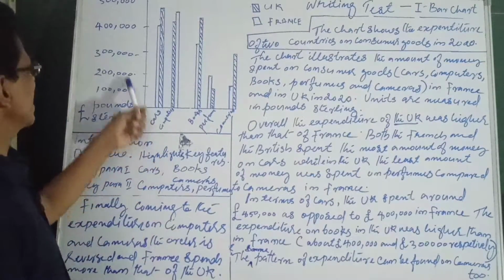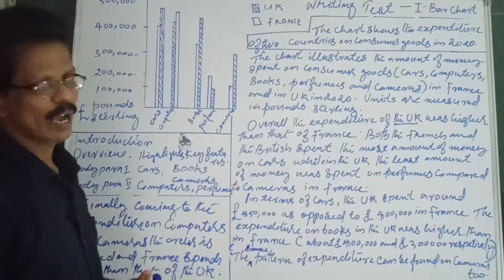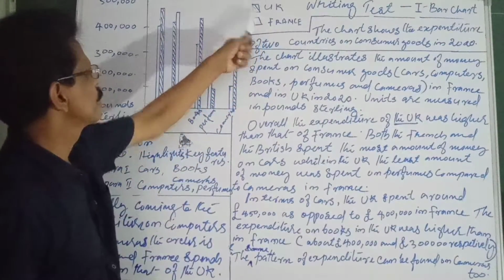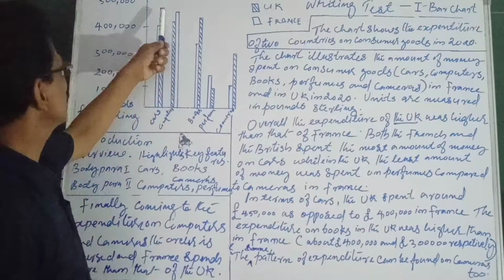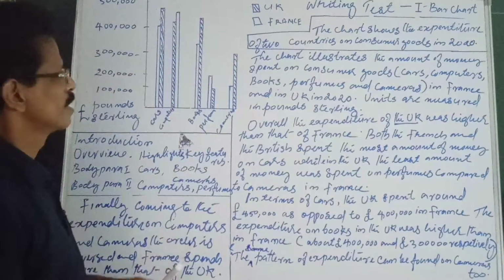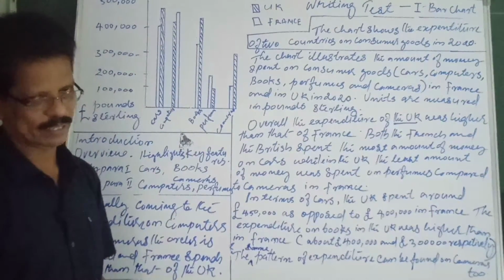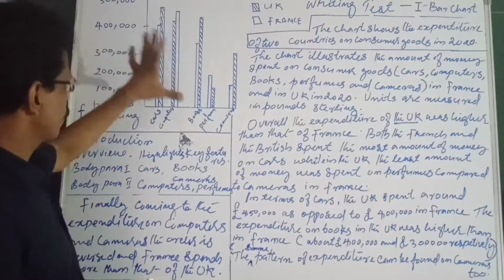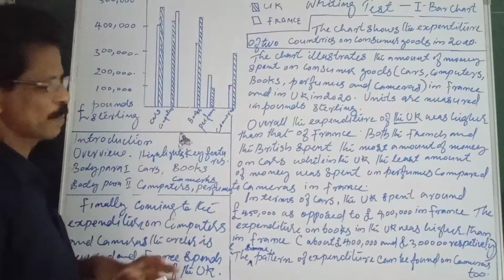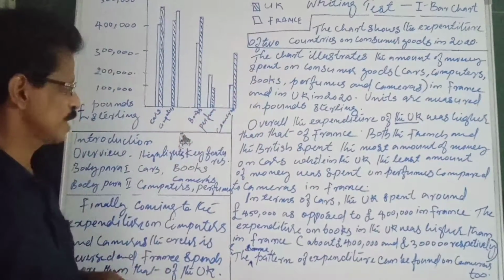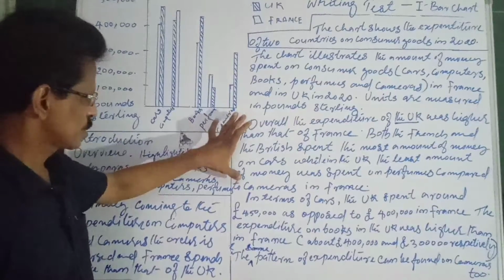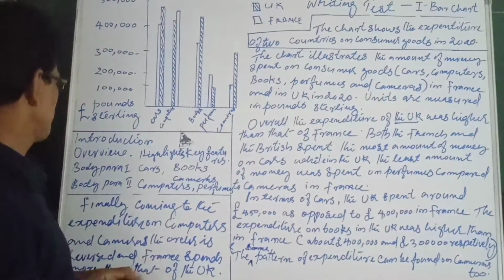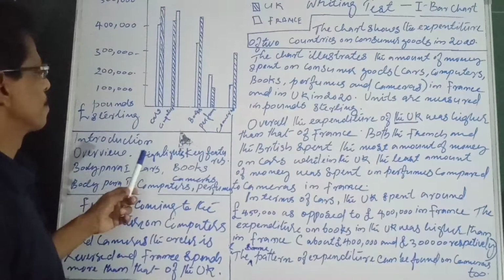See, have you studied the chart and understood who spends more? See, the striped nation, that is UK. Look, UK spends more in comparison with France on consumer goods. Where do they spend more? Where do they spend less? You can find. So, we have seen that in this overview. Okay, now next comes body paragraph number 1.